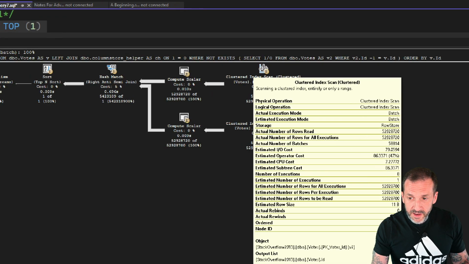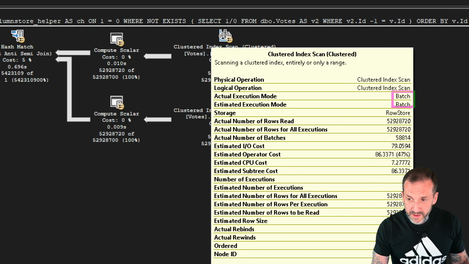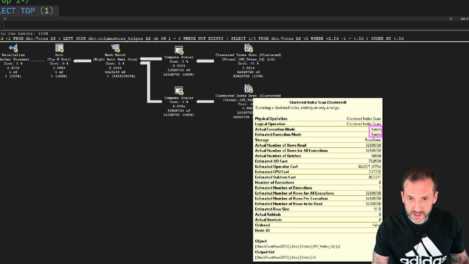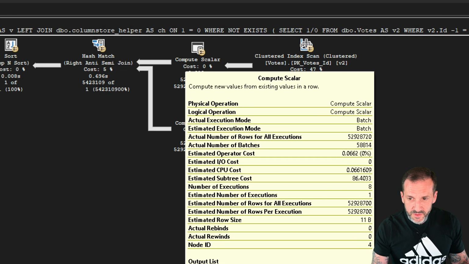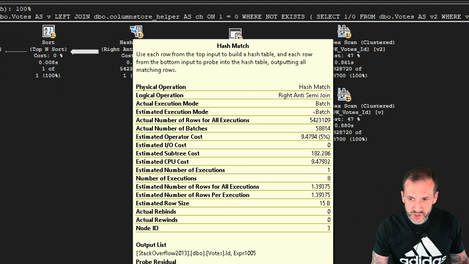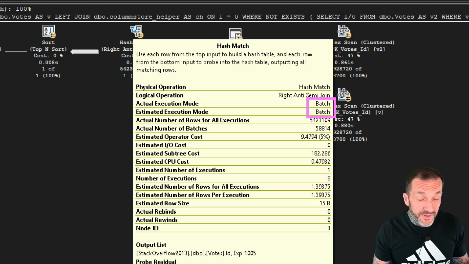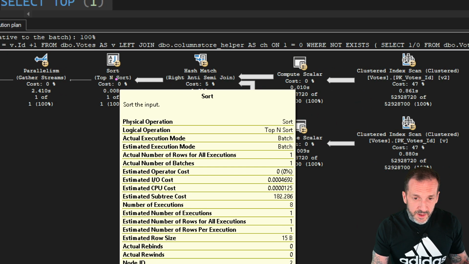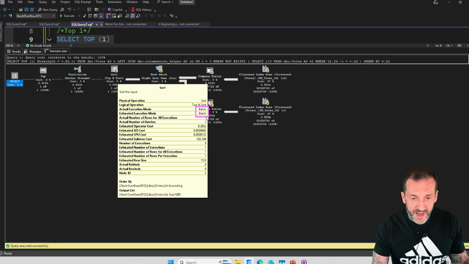And all of these things are happening now in batch mode, right? We have a batch here. We have a batch here. Yeehaw, look at us. Good job. Even our compute scalars are happening in batch mode. And now that big giant hash join that we were doing before in row mode with 52, almost 53 million rows coming in from each side is happening in batch mode. Even this top end sort is happening in batch mode.